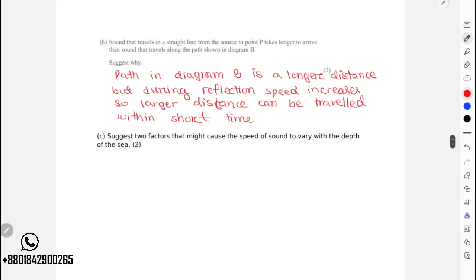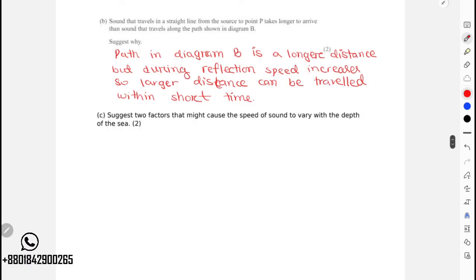Within short time. Okay. And then again, suggest two factors that might cause the speed of sound to vary with the depth of the sea. Okay, two factors could be that obviously temperature causes a change in speed, and pressure, right? That is the two factors, the temperature and pressure in the sea. Okay, these are the two factors.